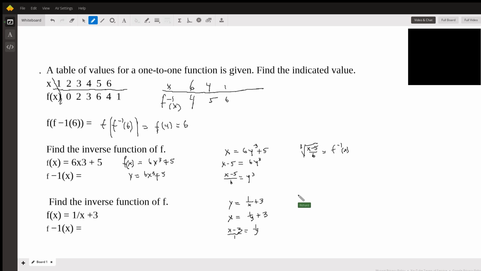Let's cross multiply. So you're going to get y times x minus 3 equals 1. And now divide by x minus 3, so y is equal to 1 over x minus 3, like that. And this, of course, is f inverse of x. So that's the way to find f inverse for this function f.